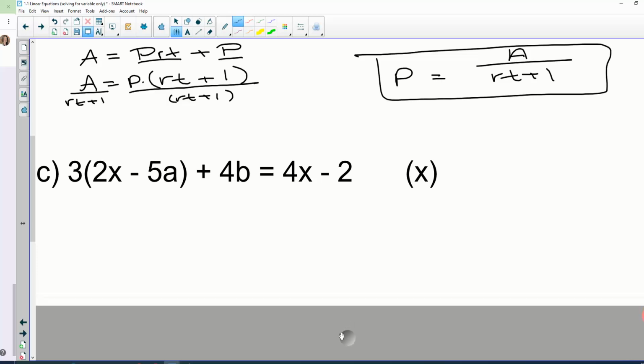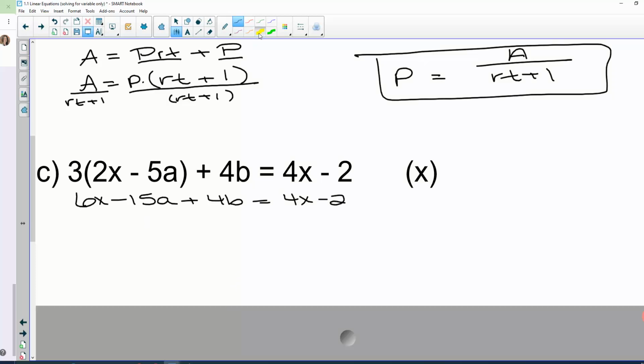Let's try this one, solve for x. Give it a shot and see how far you get. Alright, so let's see. We distribute the 3. And I have a 6x minus 15a plus 4b equals 4x minus 2.